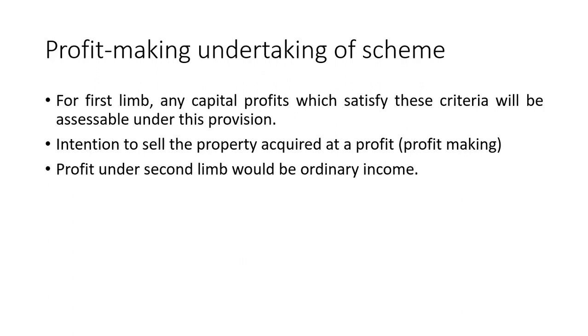Okay, for the first limb, any capital profits which satisfy this criteria will be assessable under this provision. Intention to sell the property acquired at a profit. So if you have that intention to acquire property with the intention of selling it at a profit, that is a profit-making scheme. Profit under the second limb would be considered as ordinary income.